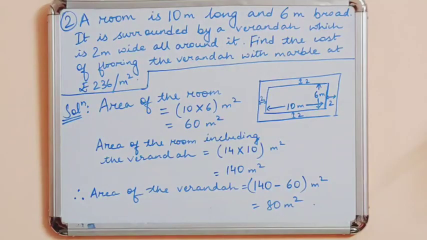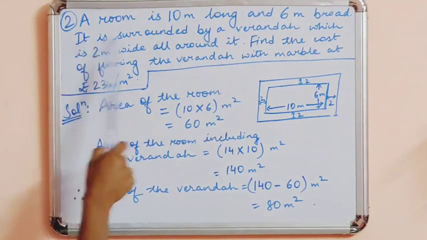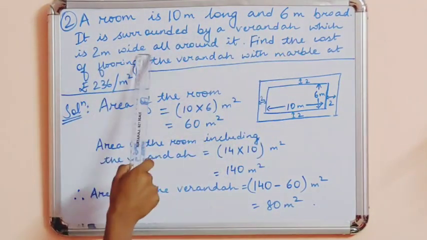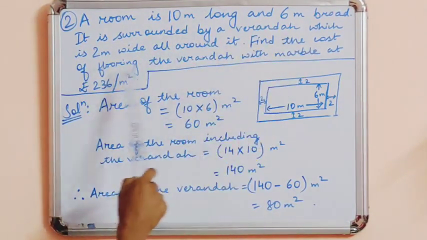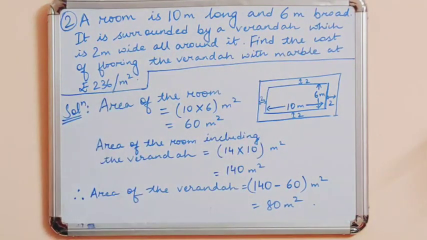Now let us look at the next question. A room is 10 meter long and 6 meter broad. It is surrounded by a veranda which is 2 meter wide all around it. Find the cost of flooring the veranda with marble at rupees 236 per meter square.